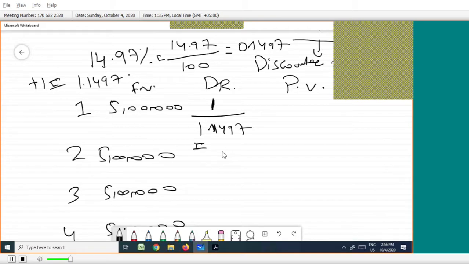1 divided by 1.1497, how much? Put a message. 1 divided by 1.1497, what is the answer? All of you should have the calculator. You have to work this out in your calculator. That is very important. You have to practice.